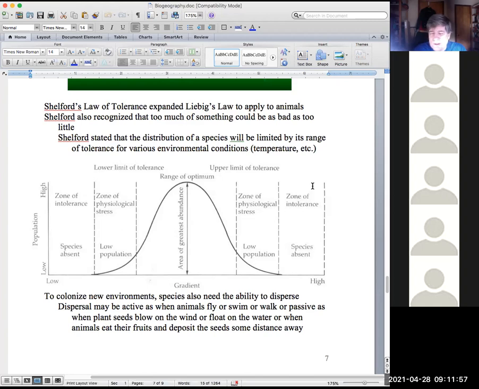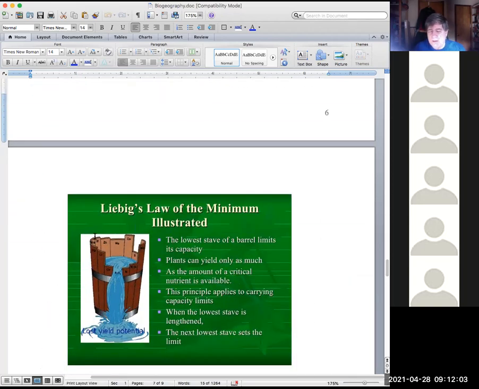And one of the reasons that Shelford developed his ideas was, notice if we go back to our barrel analogy, this only tells us that sometimes there's not enough nitrogen or not enough phosphorus or not enough sunlight or whatever we're looking at. There's not enough of something for a population to survive or to grow beyond a certain point.